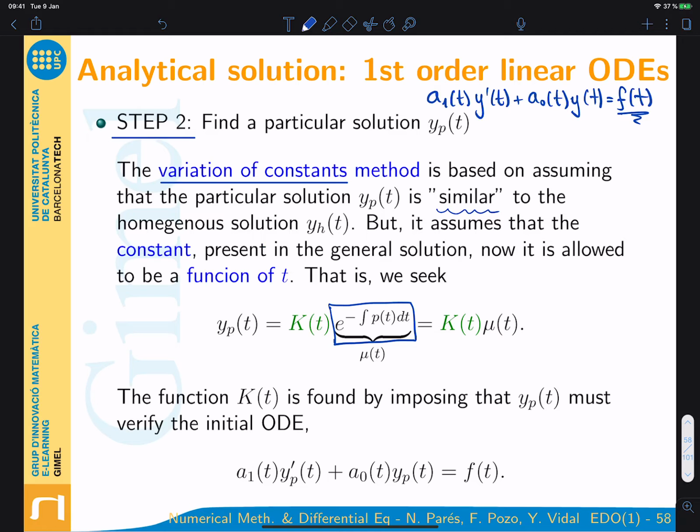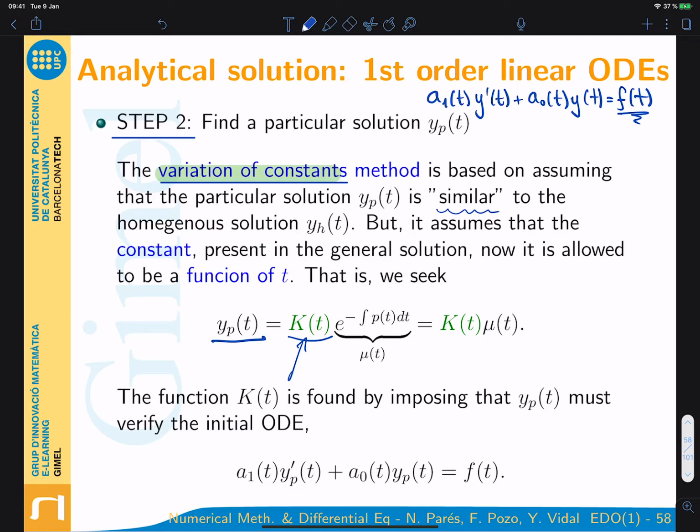Now the idea is to try to find a particular solution that looks pretty similar to c times mu, but now this is not anymore a constant value, but something that can depend on t. That's why the method is called variation of constants. What was constant in the homogeneous solution, now in order to find a particular solution, I'm allowing it to variate, to depend on t. Okay? So this is the idea. What we need to find is this function k(t).